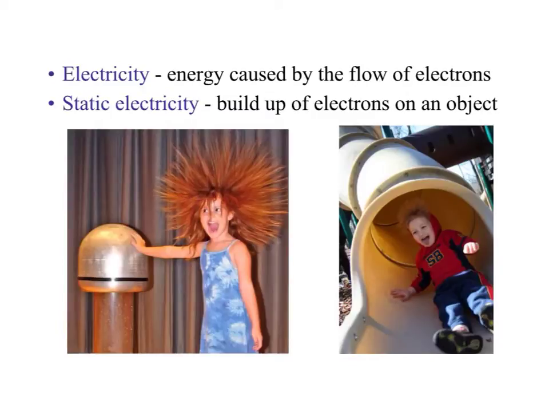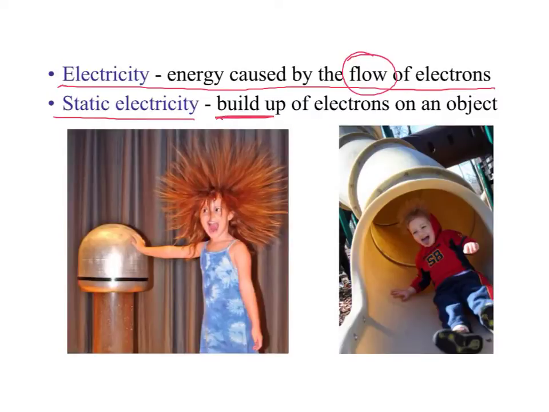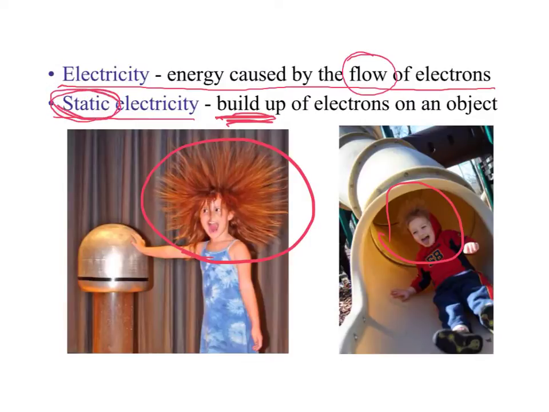So you can see here that electricity is energy caused by the flow of electrons. And here the key word is flow. When electrons are moving, that is electricity. But we're going to learn about static electricity today, and that is the buildup of electrons on an object. We've all experienced static electricity, maybe with our hair, or going down a slide, feeling a shock on a doorknob. Those are all a result of static electricity, when electrons build up on an object. The word static means still, not moving. So when electricity doesn't move and it just builds up electrons, that's static electricity.